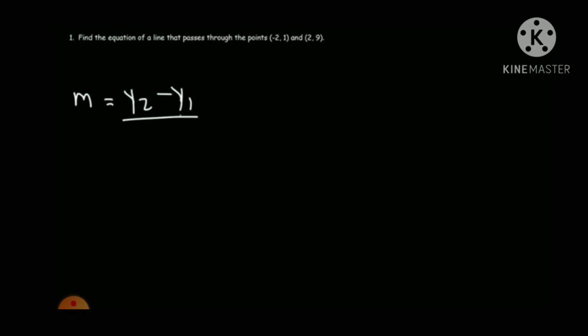And here's the formula. m, which represents the slope, is equal to y2 minus y1 divided by x2 minus x1. Now, an ordered pair is written like this, x comma y. So for the first point, x1 is negative 2, y1 is 1. x2 is 2, y2 is 9. So let's go ahead and plug the values into this formula.